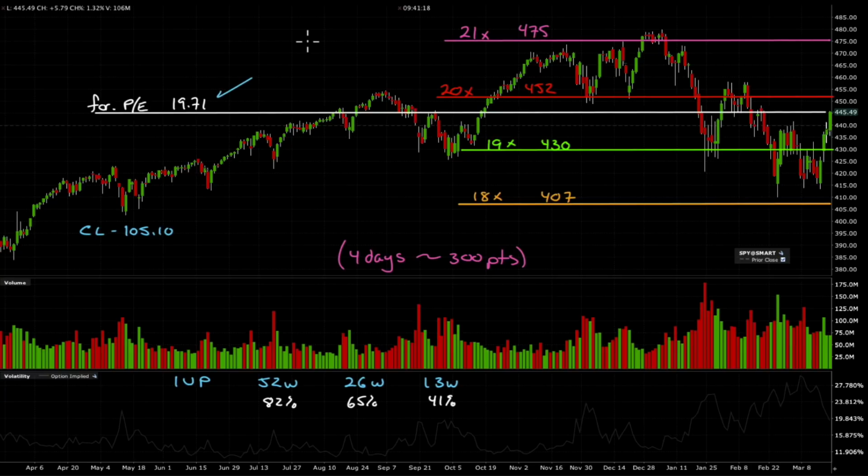Actually 5. This is where we are right now. Forward PE of 19.71 based on the closing of Friday. So the market is valued at 19.71 times forward earnings. We know the last 5-year average was 18.6 and the last 10-year average was 16.8.